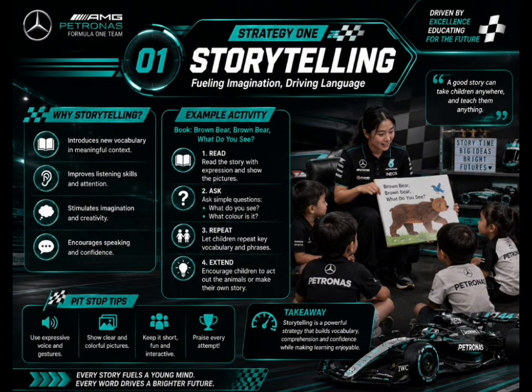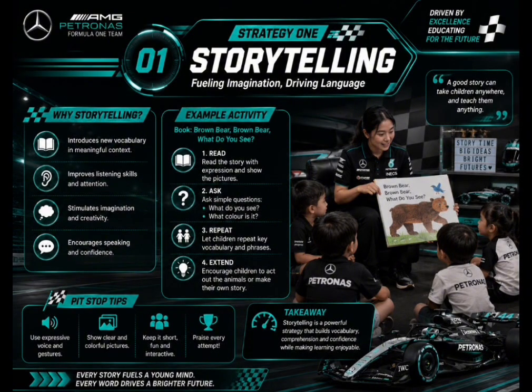So for the example activity, I have chosen the storybook Brown Bear, What Do You See? It is because it is simple, repetitive, and suitable for preschool children. The activity begins by reading the story expressively while showing colorful pictures. Next, teachers can ask simple questions such as, "What do you see?" or "What color is the bear?" to encourage children to participate. Teachers can also ask children to repeat important vocabulary words to improve their pronunciation and understanding.